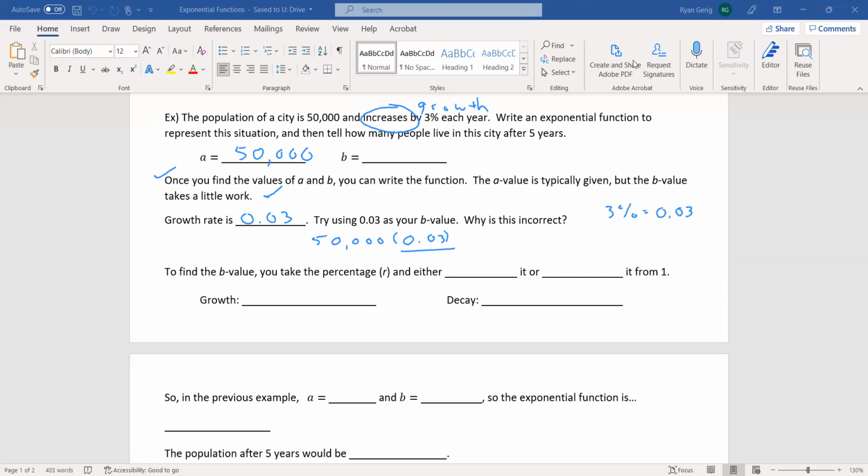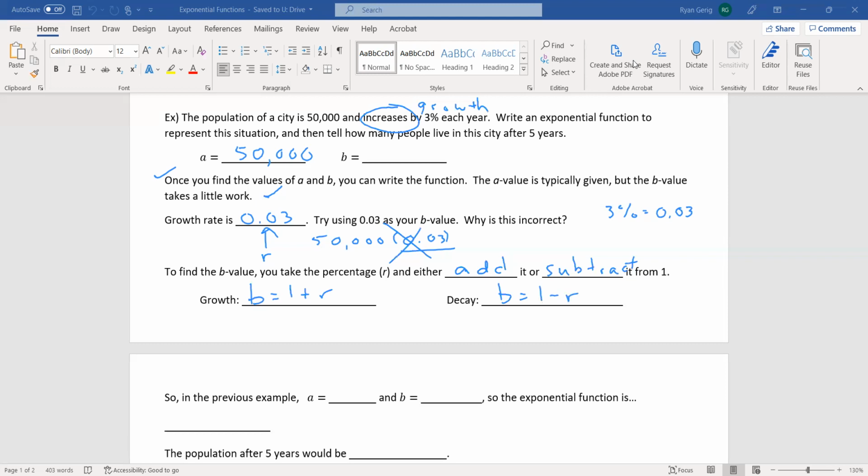So what do? This is bad. I don't like that. What do? To find the B value, you take the percentage or the growth rate, which is R, and either add it or subtract it from 1. Okay, now which one do you do? If it's growth, you add it to 1. So 1 plus R. If it's decay, it's 1 minus R.